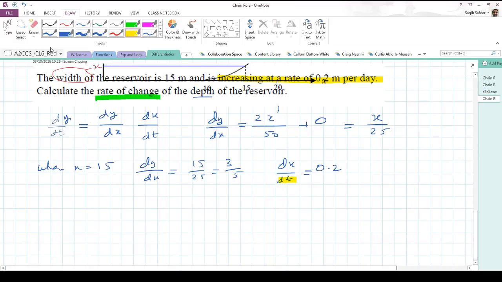So now we can substitute all this in. Now we can say dy over dt equals dy over dx times dx over dt. Well, dy over dx, we calculated it. When x equals 15, dy over dx is 3 over 5. And the dx over dt is 0.2. And if we multiply that out, we should get 0.12 meters per day.